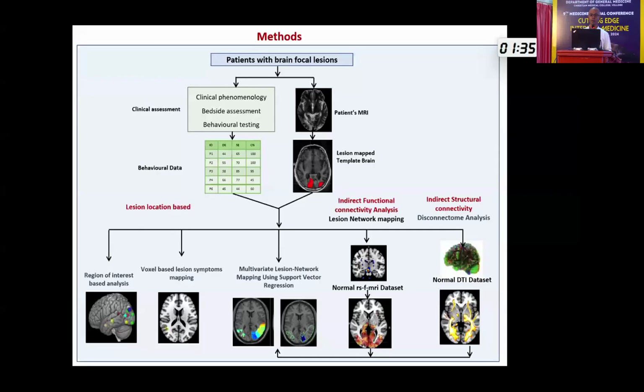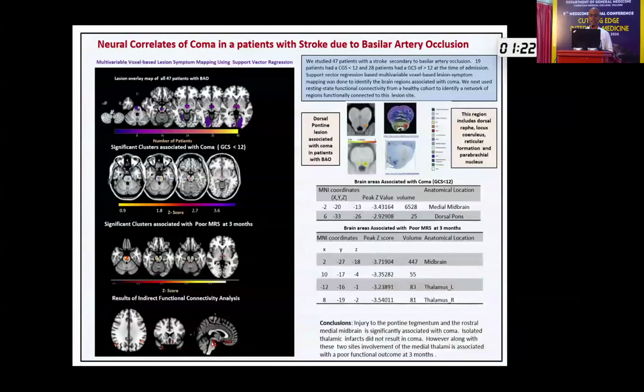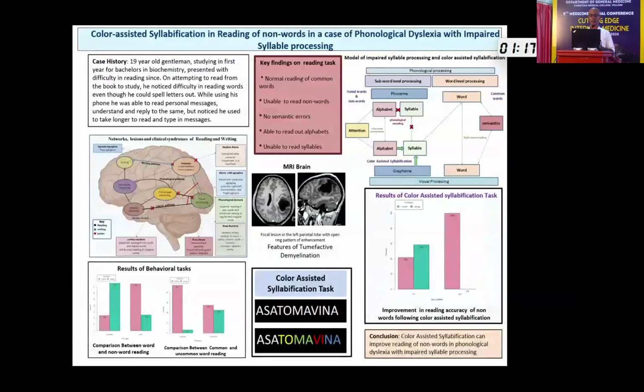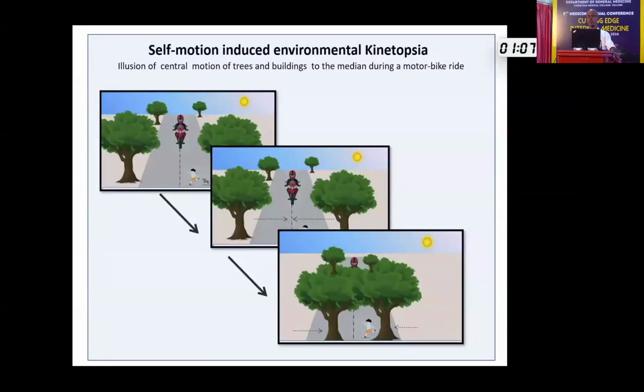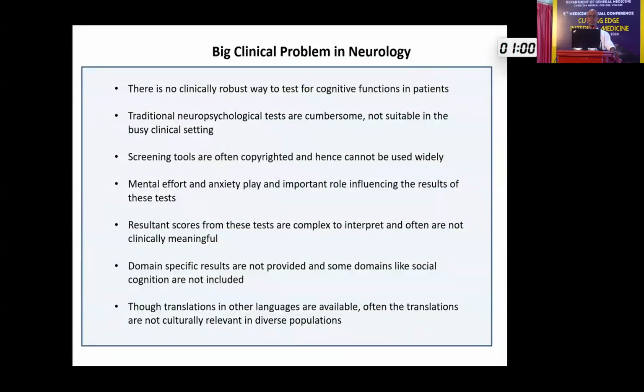So using this, we've been able to map classical things like the homunculus. Homunculus, Penfield actually demonstrated using microstimulation. These are data from stroke patients. We were able to similarly map the homunculus. We also identified the brain areas associated with consciousness from our own stroke patients. We were able to identify the reading network and come up with a classification of reading disorders, which can be used as a bedside kit to make a diagnosis of reading disorders. We were able to identify new disease conditions as well, just by studying single patients and identifying brain areas for motion processing. We also try to tackle big challenges.